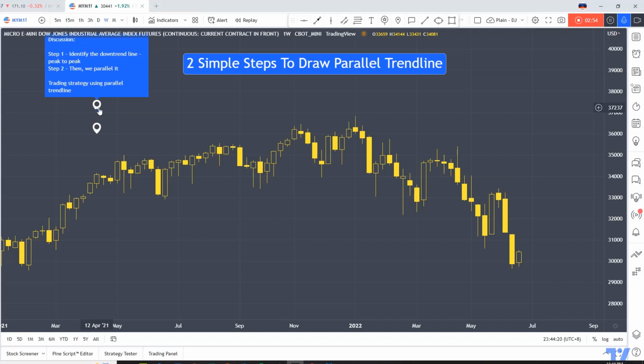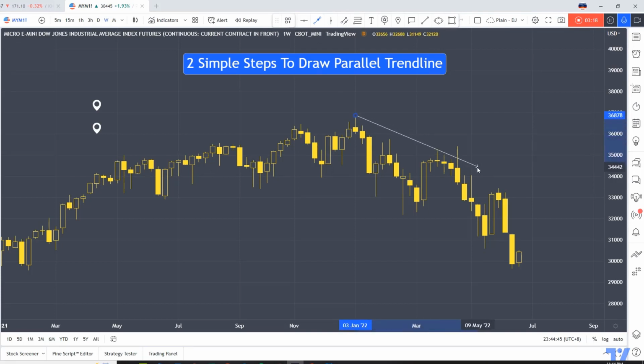This is a weekly chart, so later on we're going to narrow down to the daily chart. Now, where are the significant peaks? We can see one here, somewhere at the beginning of 2022. There are multiple here, and the last one is about here, somewhere in May. Now I'm going to draw a downtrend line connecting all these peaks.